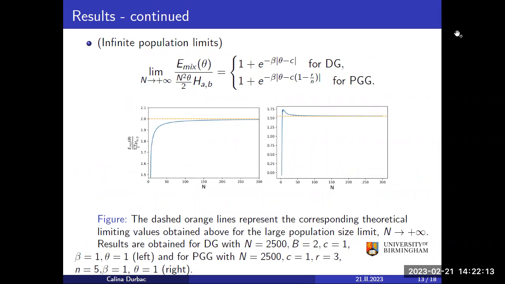We've also looked at what happens when the population number tends to infinity. And we've got these 2 limits for the donation game. Obviously, they both depend on the intensity of selection and the cost in the case of the donation game, and the intensity of selection, the cost, the multiplying factor, and the number of people in a group for the public goods game. Left-hand side, we've got the donation game with the same parameters. Right-hand side, we've got the public goods game. We've varied n in the graph, and we can see that the mixed cost function in blue follows the limit, which is a dashed orange line.